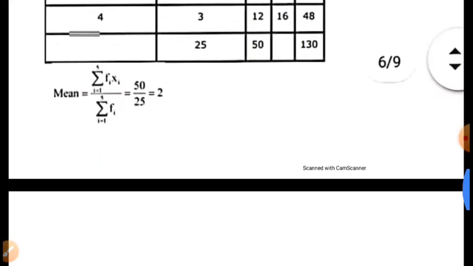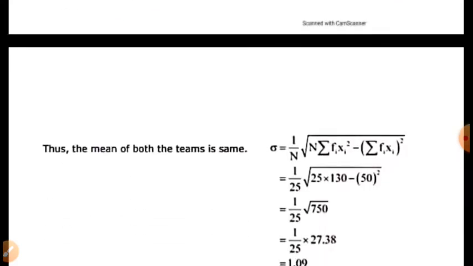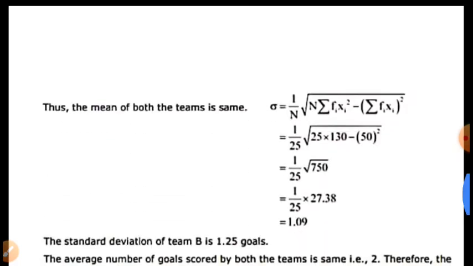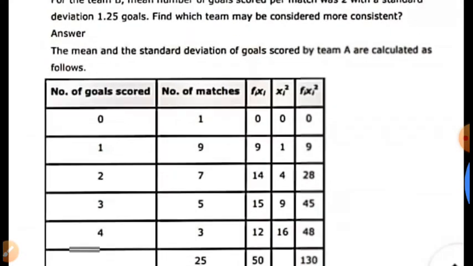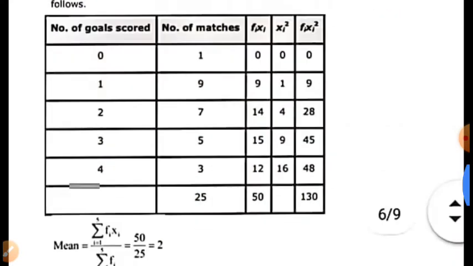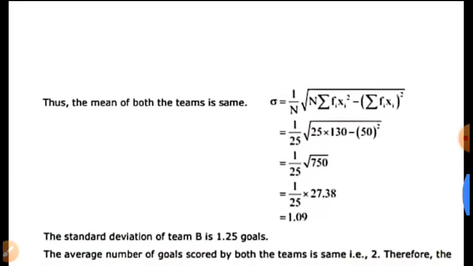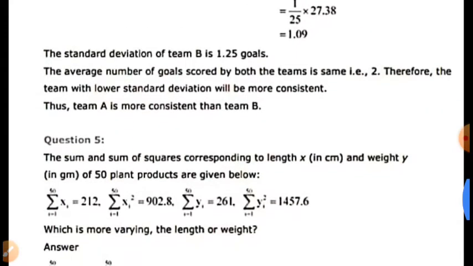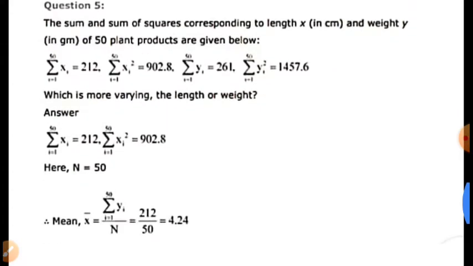The shortcut method is not applied here. It is not a shortcut method because these are discrete values, with xi square and fi xi square. So use the direct method of finding the mean and the direct method of finding the variance. Here the formula is 1 by n into sigma fi xi square minus the mean square. That formula is applied to find the variance. Next, the fifth question.